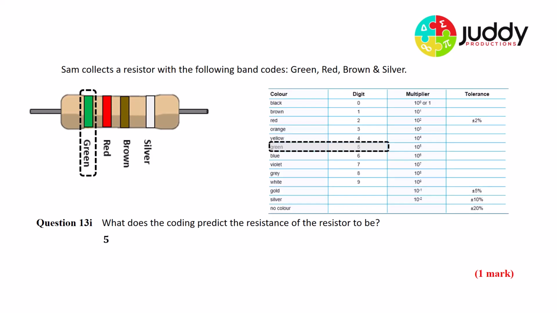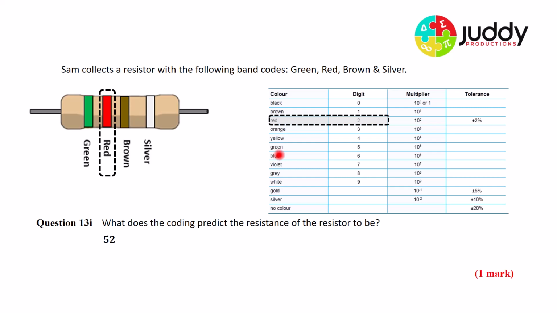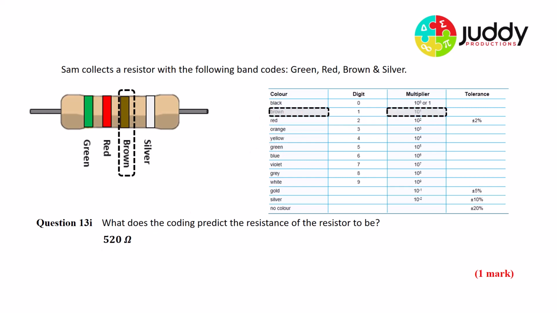So using our table, the first band is green. That gives me a digit of 5. Second band is red. That gives me a second digit of 2. The third band is brown. That represents not a digit, but the multiplier. It means multiply by 10 to the 1 or multiply by 10. So I've got a 5, 2, and I put in 1, 0. That 1, if you like, represents the number of zeros we're adding.